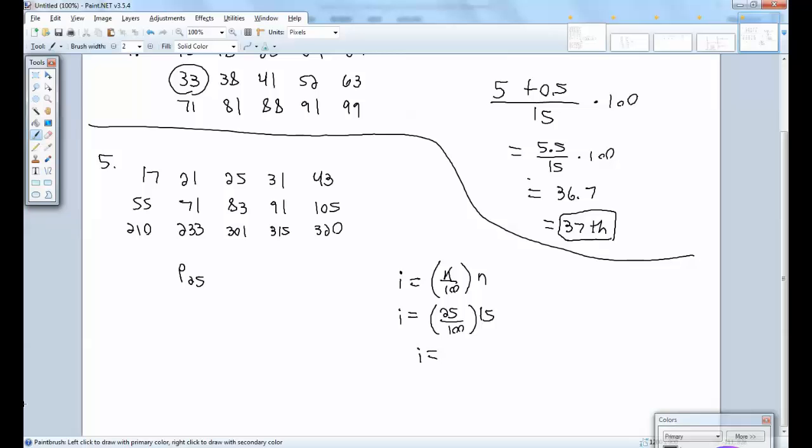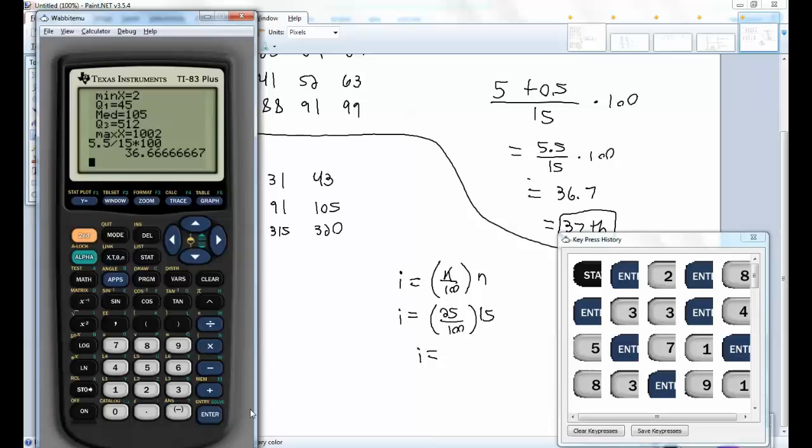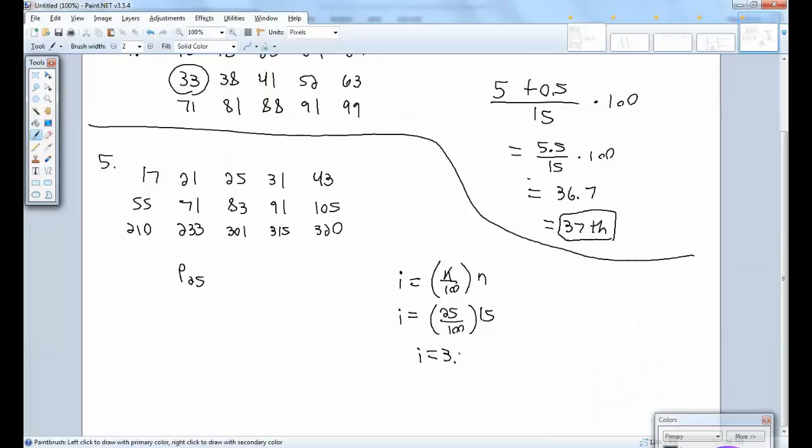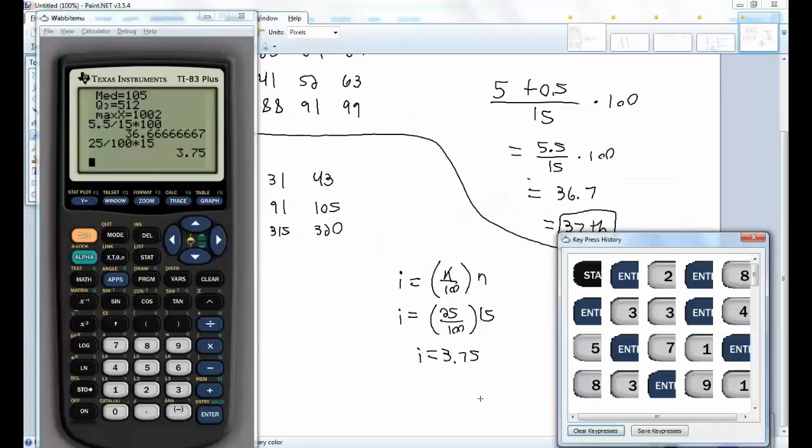So let's see what that gives us. 25 over 100 times 15. So 25 divided by 100 times 15. And then press enter. And we get 3.75. Okay.